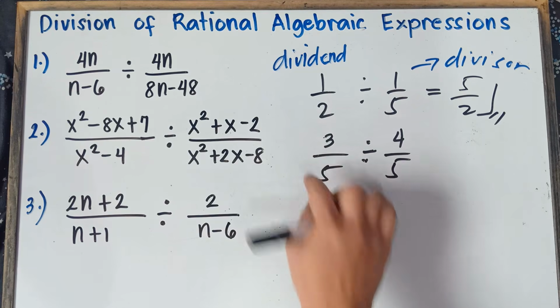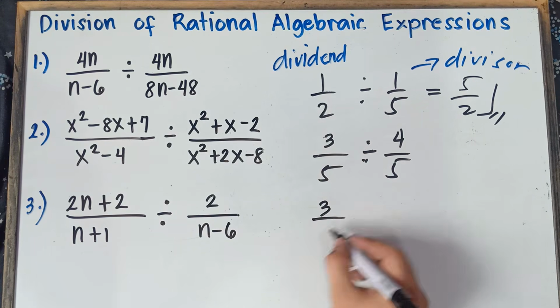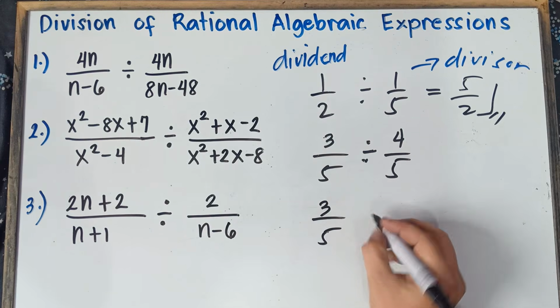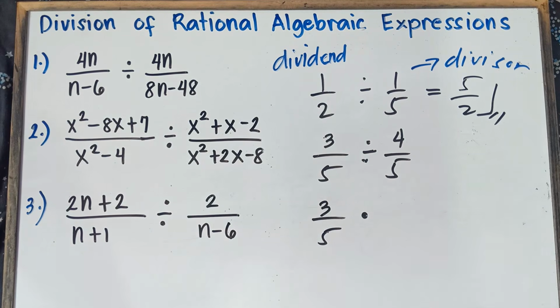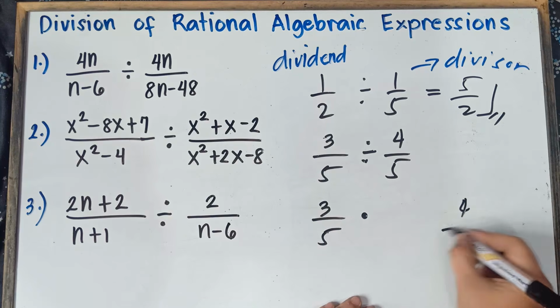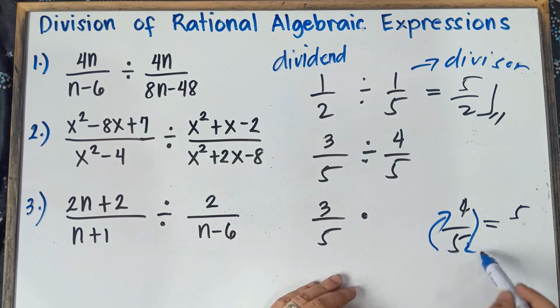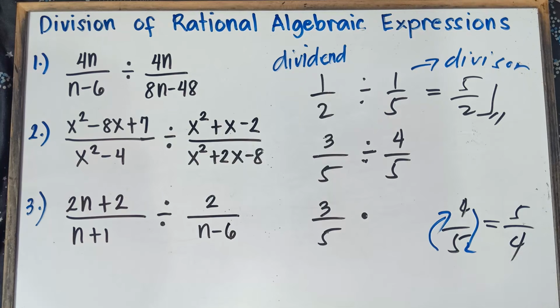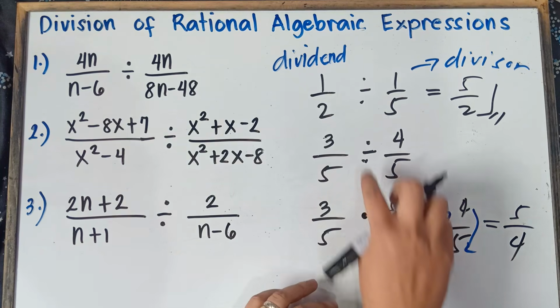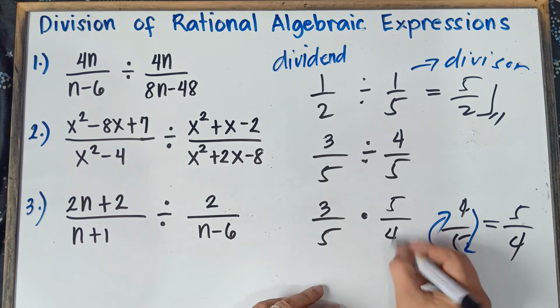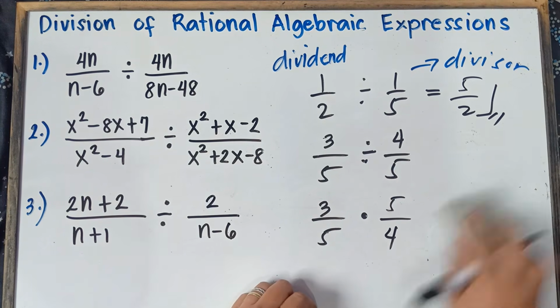So copy your dividend, copy this one, 3 over 5. And then proceed to multiplication, multiplied by the reciprocal of this 4 over 5. This 5 will become the numerator, and then this 4 will become the denominator. That will be 5 over 4. And then instead of division, we proceed to multiplication, and then simply multiply this one.